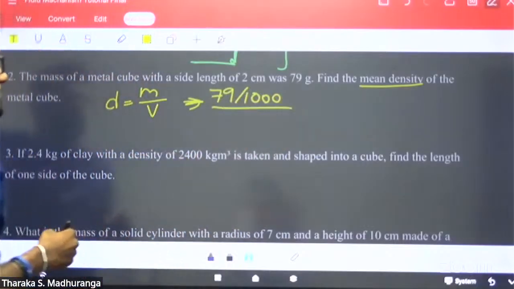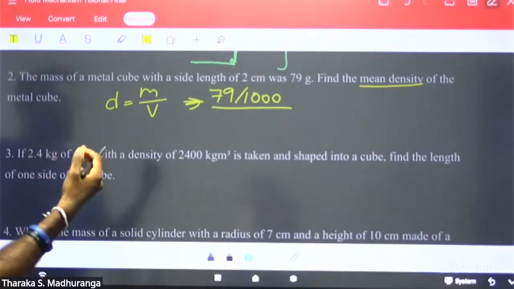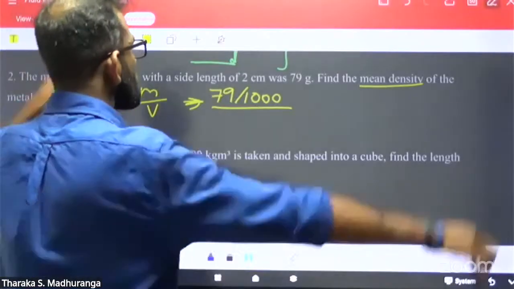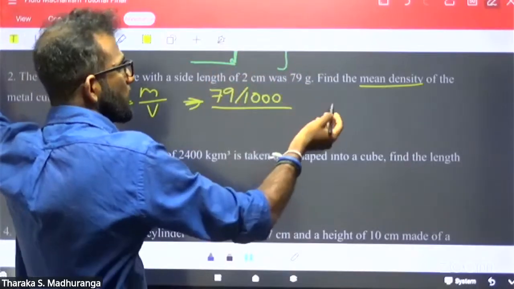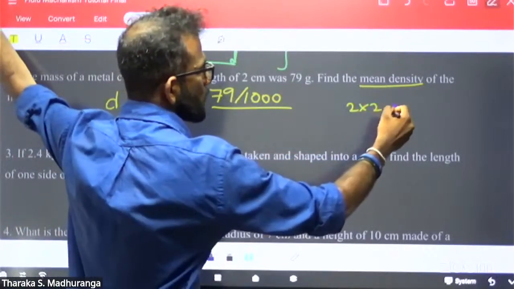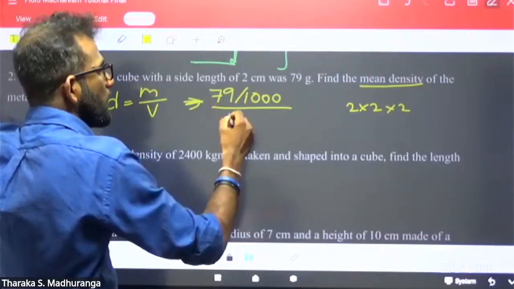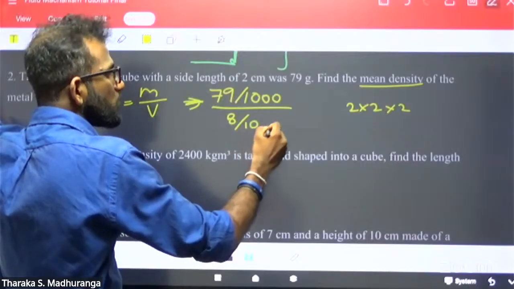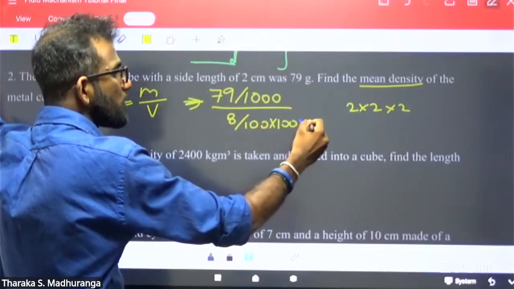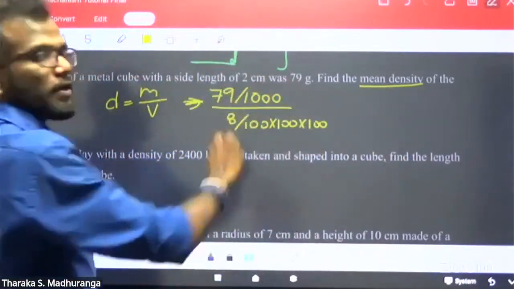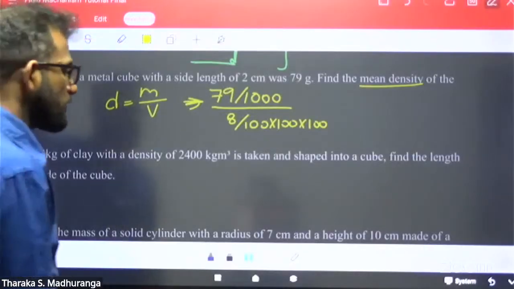The volume: they have given only one side length. Then how do we get the volume? 2 cube, in cubic centimeter. 2 into 2 into 2, 8 cubic centimeter. To convert cubic centimeter into cubic meter, I have to divide by 100 three times. Okay, then this is the answer.